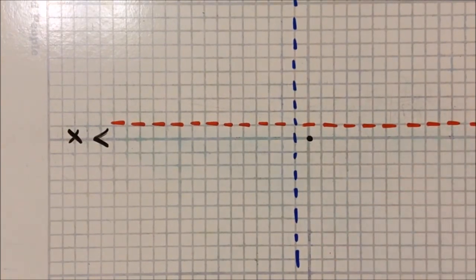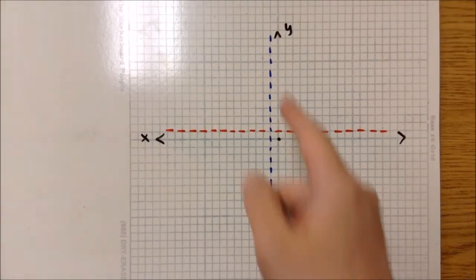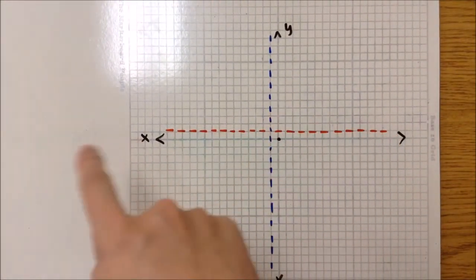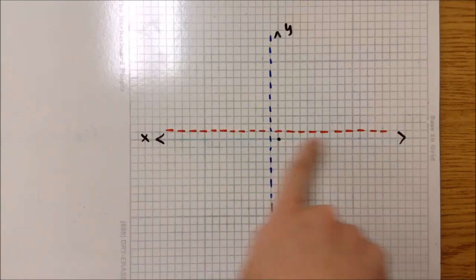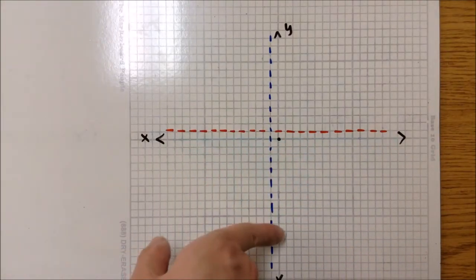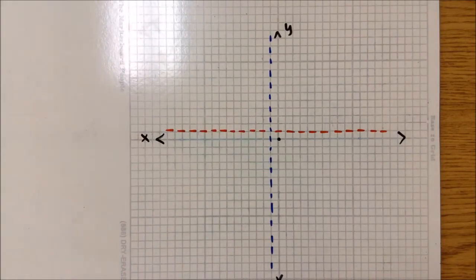Okay, there we go. Alright, here's the vertical asymptote, here's the horizontal asymptote, and then here's the origin with the x-axis and the y-axis.